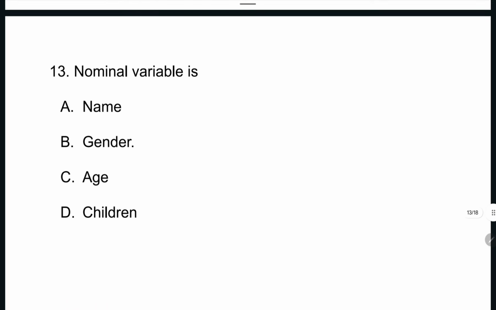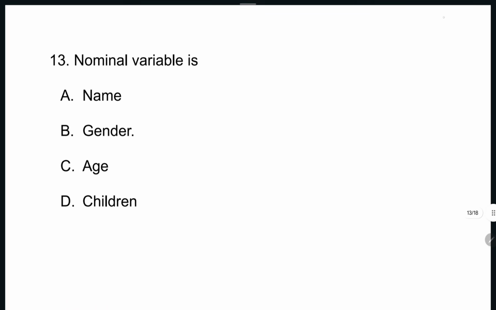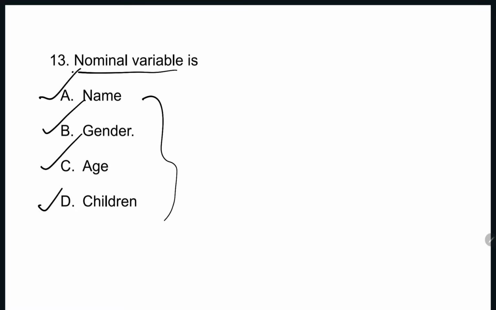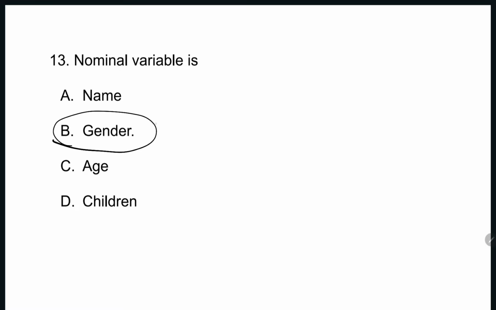The next question is, a nominal variable is a. So among these four options, which one is the nominal variable? Option A, name. Option B, gender. Option C, age. Option D, children. The right one is option B, gender.